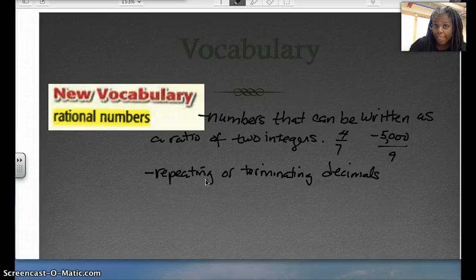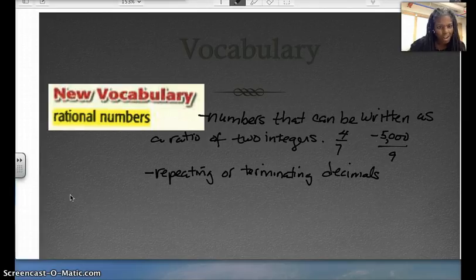So if it repeats, not just has a pattern that you can figure out, but if it literally has a chunk that repeats, then you know that you have a rational number. If it is a terminating decimal, meaning it goes on and on, but it does end at some time, then that is also considered a rational number.